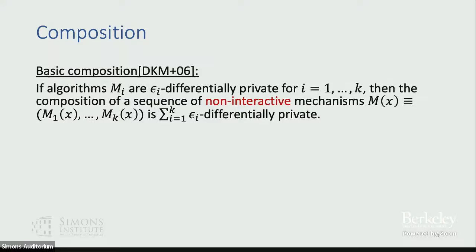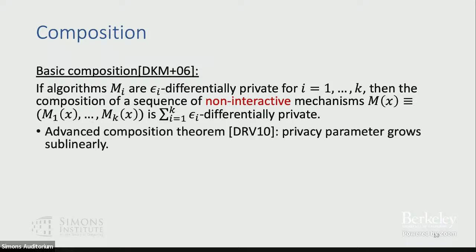So now we talk about composition. As I mentioned earlier in the talk, composition is a very basic fundamental property of differential privacy because it allows us to build a complex DP algorithm from several building blocks. We have the basic composition theorem. It says if each mechanism is epsilon_i differentially private, then the overall privacy loss is just the sum of all the epsilons. So basically all the epsilons add up.